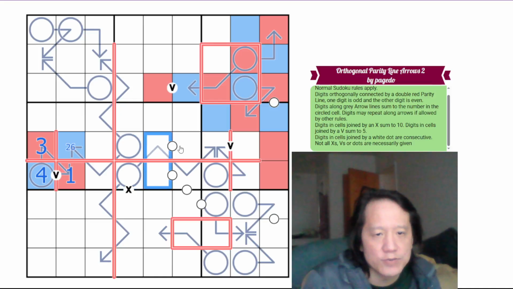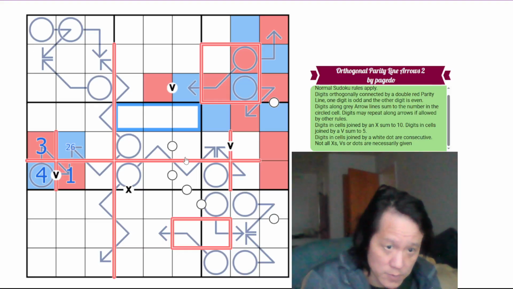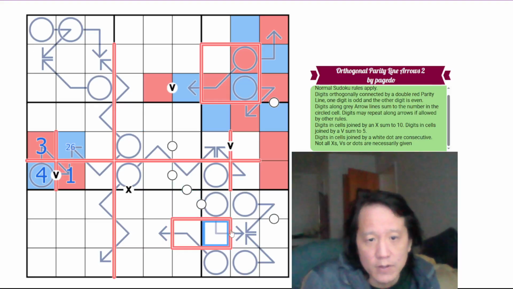So these are 3 sets that are evenly split. So there's 2 odds and 1 even here. Okay, that's not helpful.